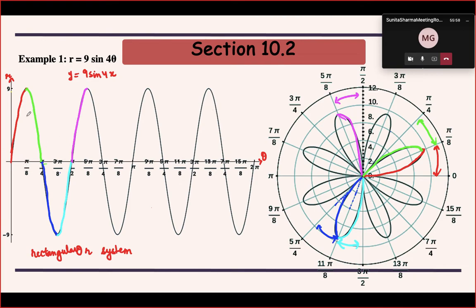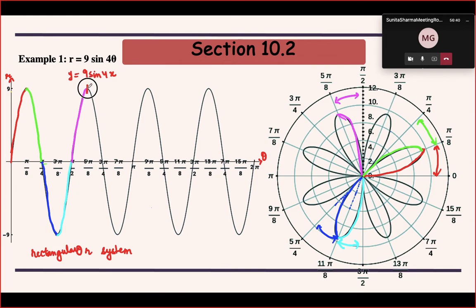From 0 to pi by 8 it is increasing from 0 to 9. Then at pi by 8 the value starts decreasing, so there is a change in the behavior, and it decreases to 0. Then after pi by 4 till 3 pi by 8 it is negative, and it is decreasing from 0 to minus 9. Then it starts increasing, but it is still negative, so it increases from minus 9 to 0. Again it is increasing from 0 to 9. Then the behavior starts duplicating.